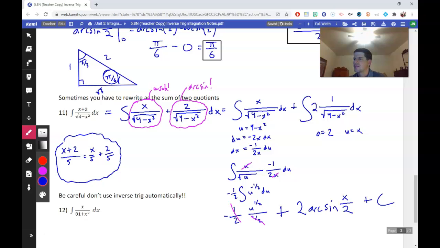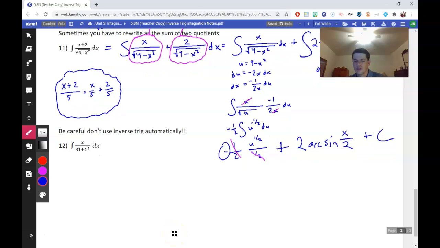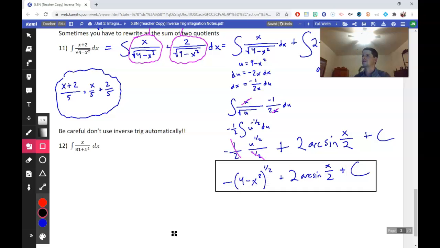Okay, now we're not quite done because we didn't do our u substitution back. So I'll go ahead and write this down. It was 4 minus x squared, right? So we have, whoops, give myself a little more space. We have the negative out in front, don't forget. So negative, parentheses, 4 minus x squared to the 1/2 power, plus 2 arc sine x over 2 plus c. And we are done. Ooh, look at all that.